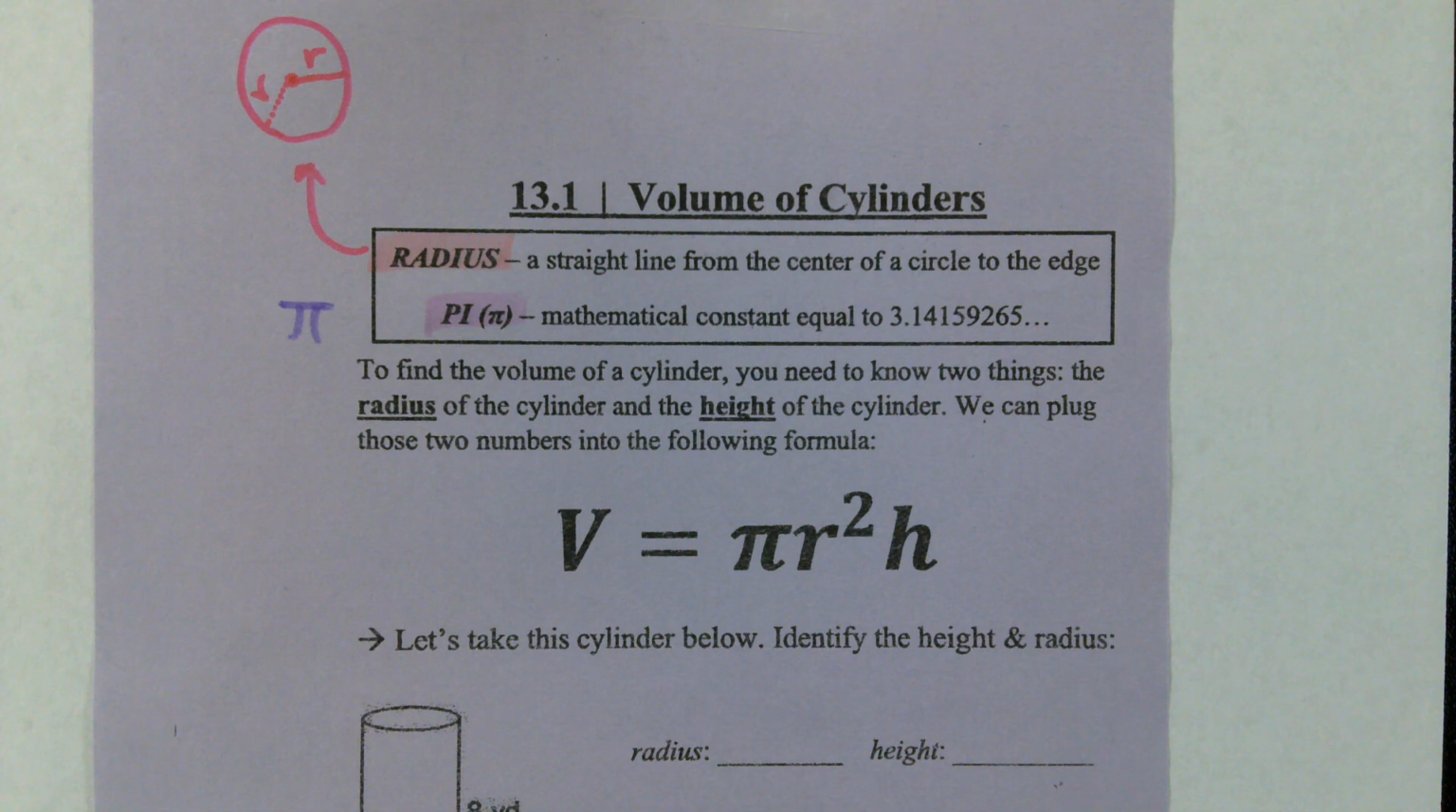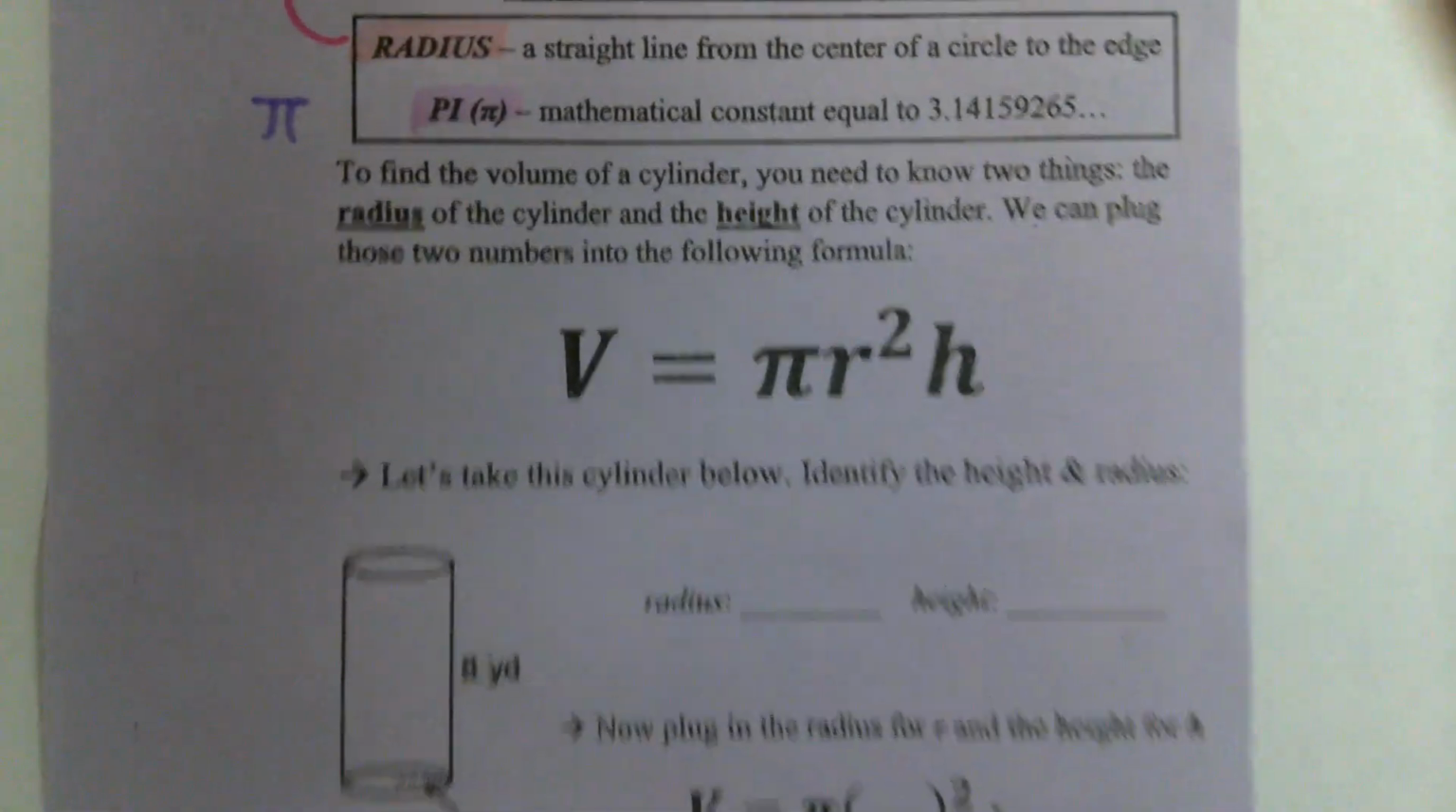So a mathematical constant. That's kind of a fancy way of saying it, but all that means is that this number does not change. Tomorrow, pi will still be equal to 3.14159265389 and so on. And we're going to use pi in this formula. Let's figure out how we're going to do that.